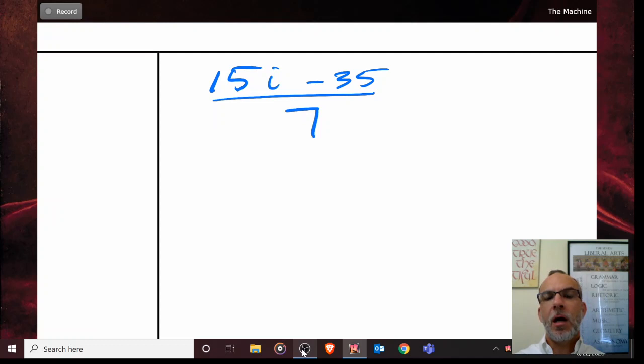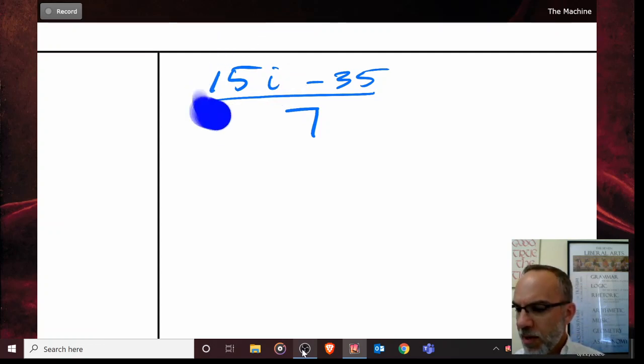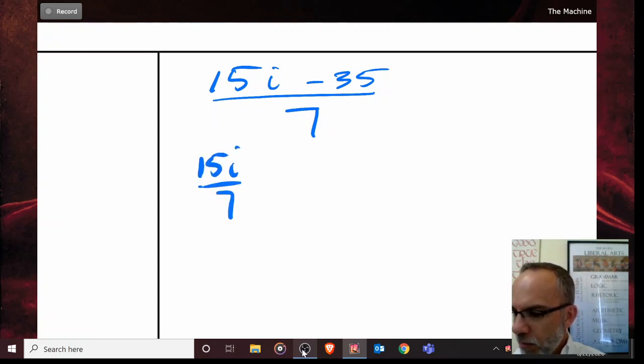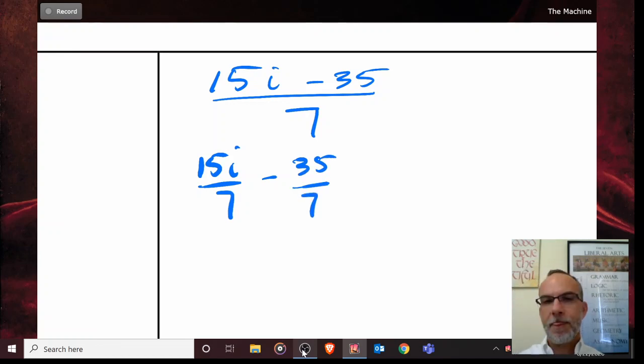Okay, I understand what that is, but it's not in complex form. The first thing that I need to do is, I see an imaginary part right here and then a real part right there. I need to split them into two different parts, okay? So this is now going to be 15i over 7 minus 35 over 7, okay?